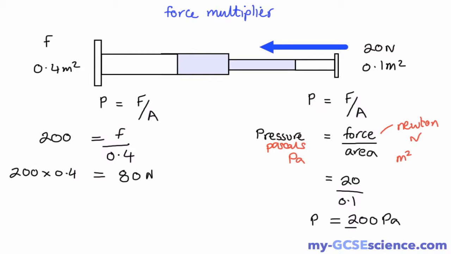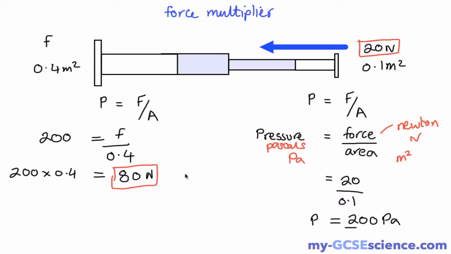And if you look carefully, you can see that we started with a force of 20 newtons, and now we have on the other side of this system a force of 80 newtons. So we have multiplied our force. This is a force multiplier, and this is how it works.